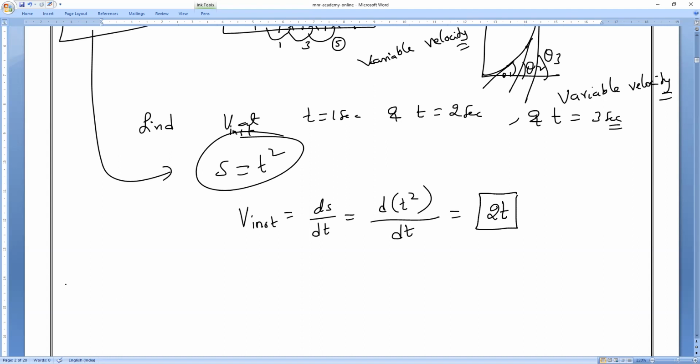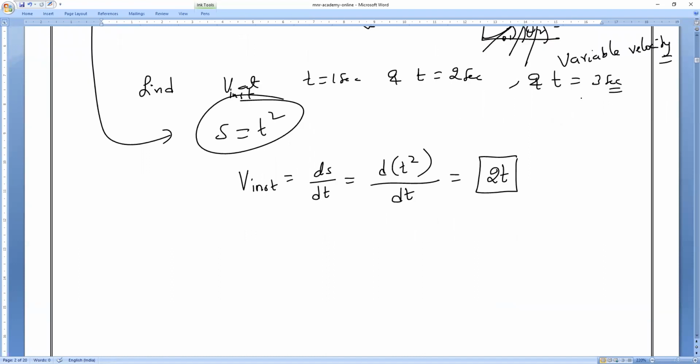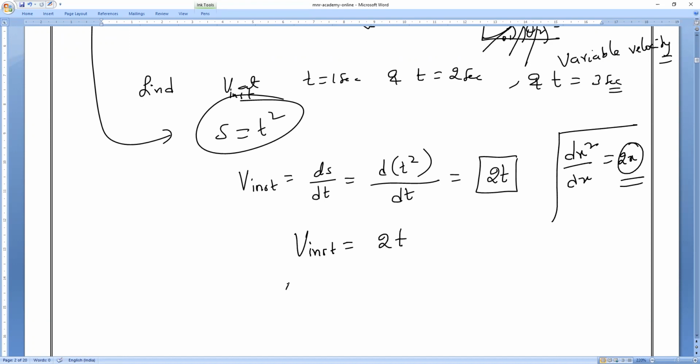Differentiation of x square, what is it, Laksha? Pradosh? Check the notebooks. 2x. That is what people are studying. Differentiation of x square, how much, Pradosh? 2x. That is only what I am asking. You should say it before. Not interested, don't join, that's all. So V instant is equal to how much? 2t.